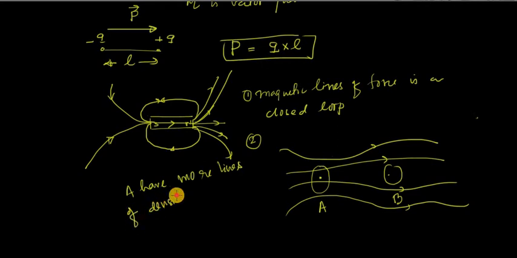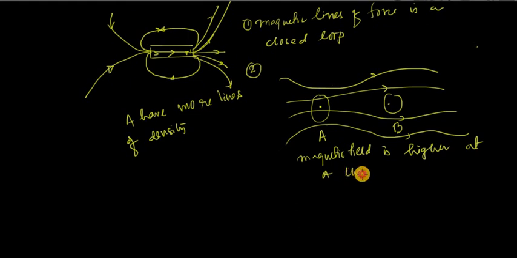That means the number of magnetic lines of force per unit area surrounding the point A is greater than the lines of force per unit area surrounding the point B. So in terms of lines of force, the magnetic field strength at the point A is higher than at the point B. So the magnetic field is higher at A than B. This is one more important point to understand.